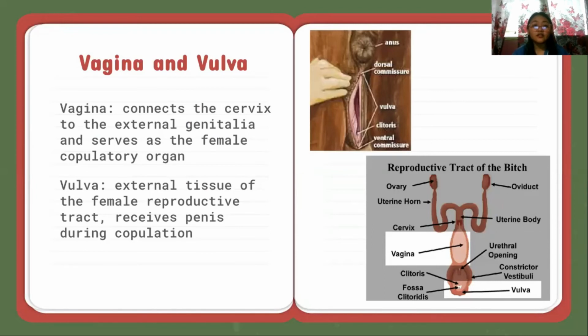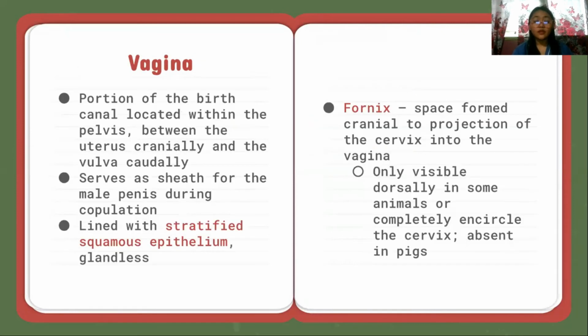The vagina connects the cervix to the external genitalia and serves as the female copulatory organ, while the vulva is the external tissue of the female reproductive tract and receives the penis during copulation. The vagina is the portion of the birth canal located within the pelvis between the uterus cranially and the vulva caudally. This serves as a sheath for the male penis during copulation. It is lined with stratified squamous epithelium and it is glandless.